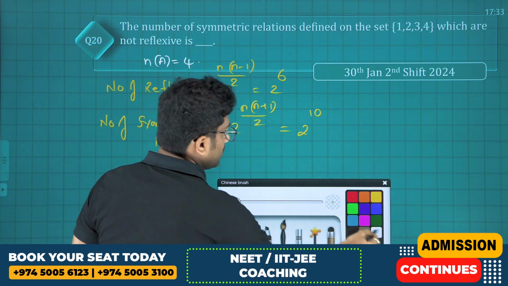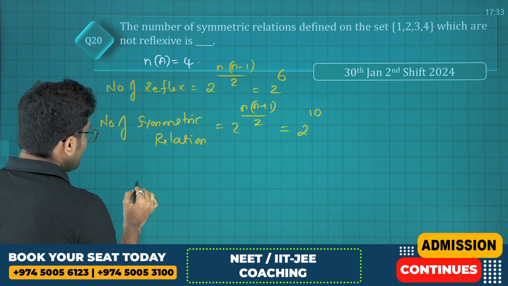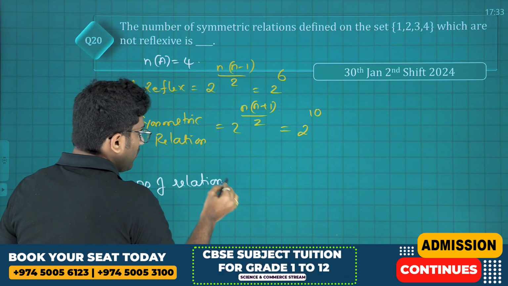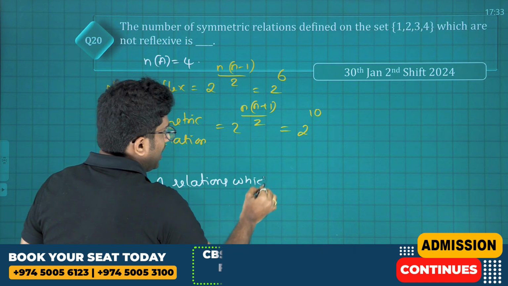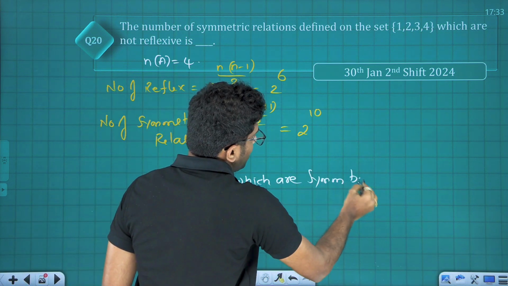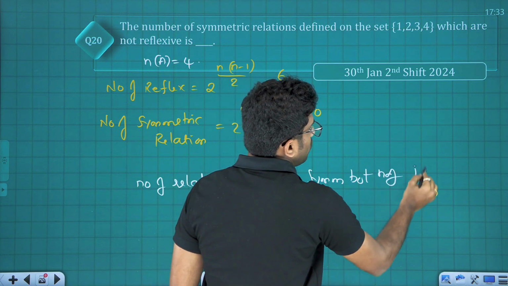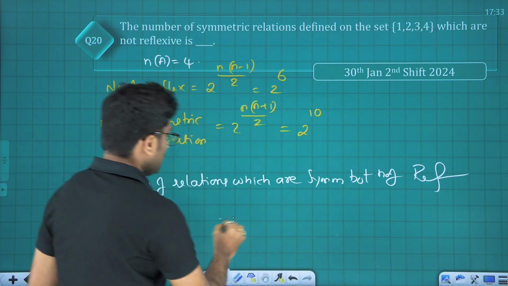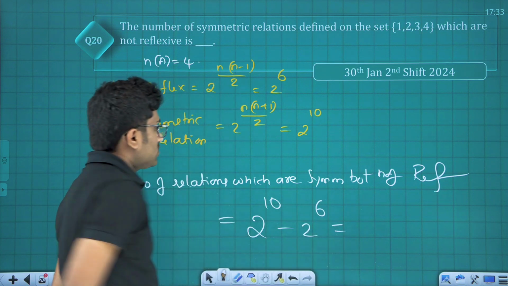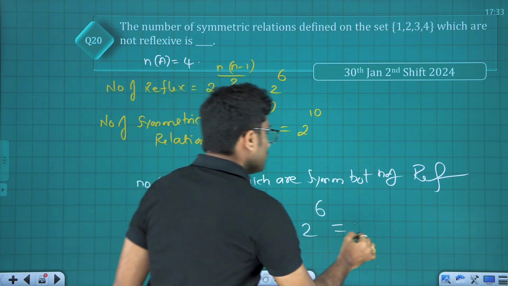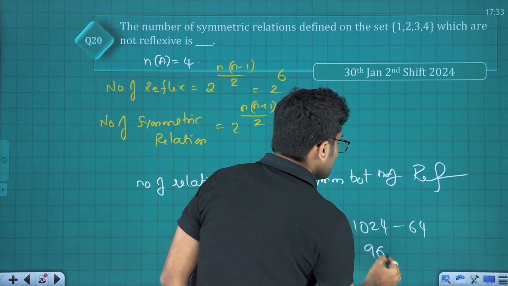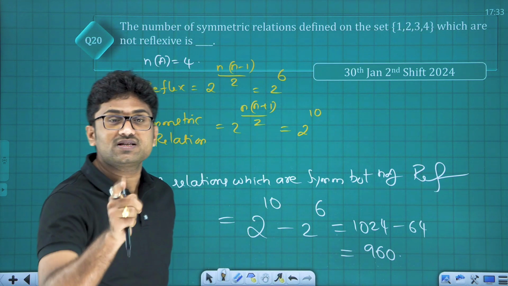Now what we need is the number of relations which are symmetric but not reflexive, meaning 2 power 10 minus 2 power 6. So 2 power 10 is 1024 minus 64, which is 960. The answer is 960, friends.